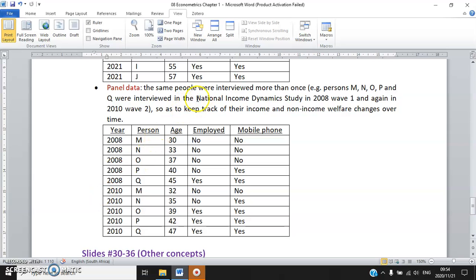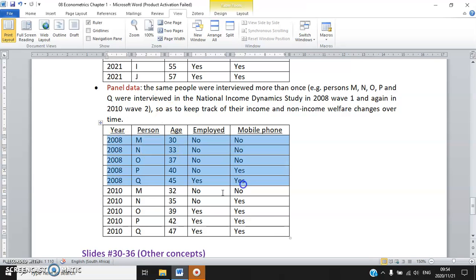Panel data, I wonder if you have heard of the National Income Dynamics Study, NIDS. It is the first South African panel data. Panel data means the same people were interviewed more than once. So let's look at this example. In 2008 NIDS, persons M, N, O, P, and Q took part, and then you can see 4 out of 5 were unemployed, some had mobile phones, some did not.